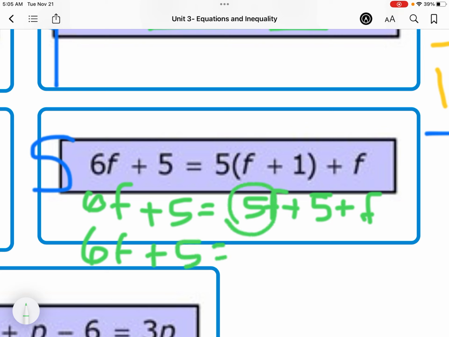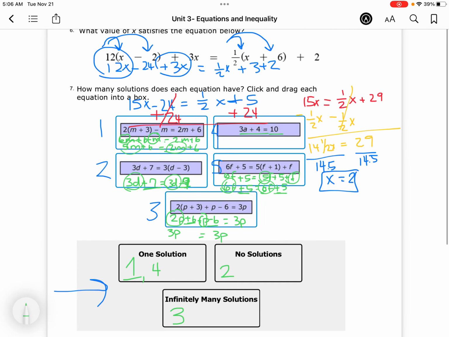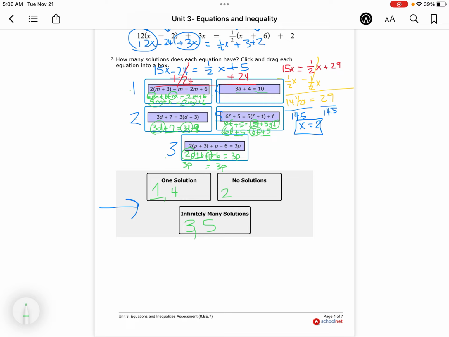I'm going to combine like terms. The coefficients are exactly the same. Constants are exactly the same, which means they have infinitely many solutions. So I've numbered them 1, 2, 3, 4, 5, and I put them in the correct boxes.